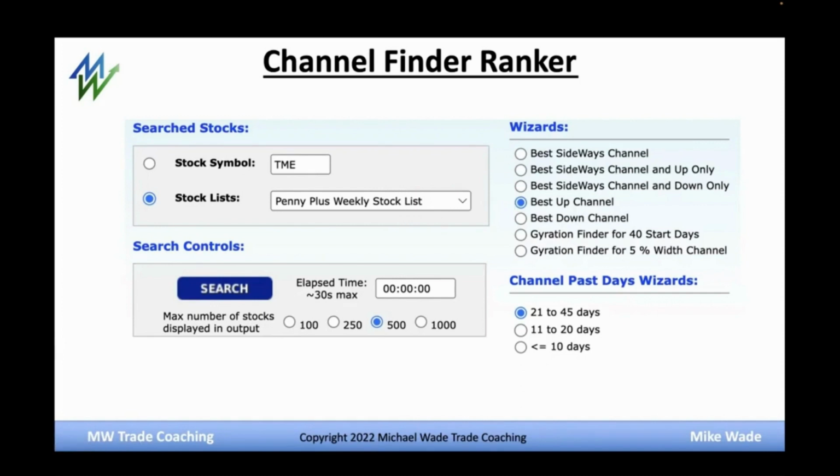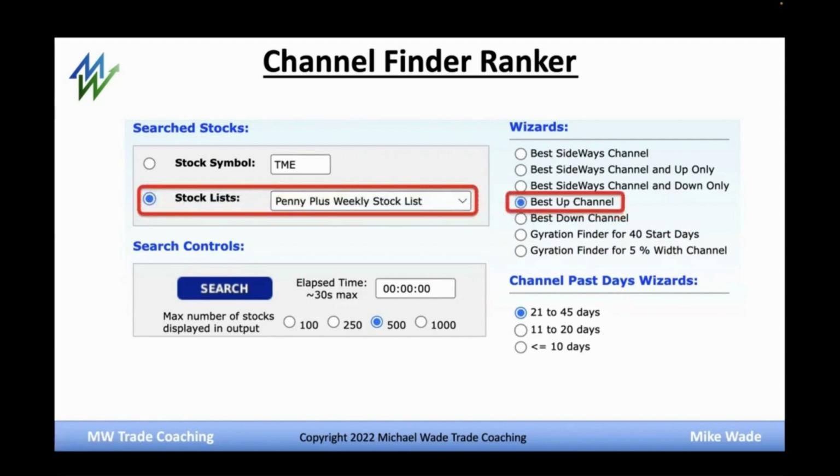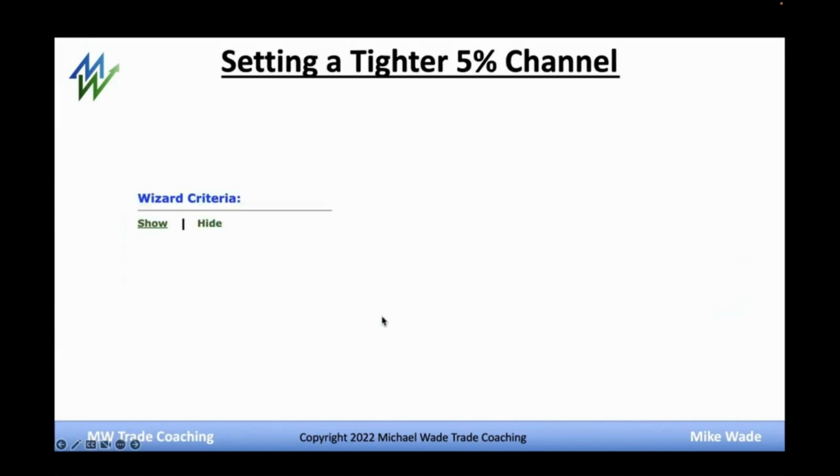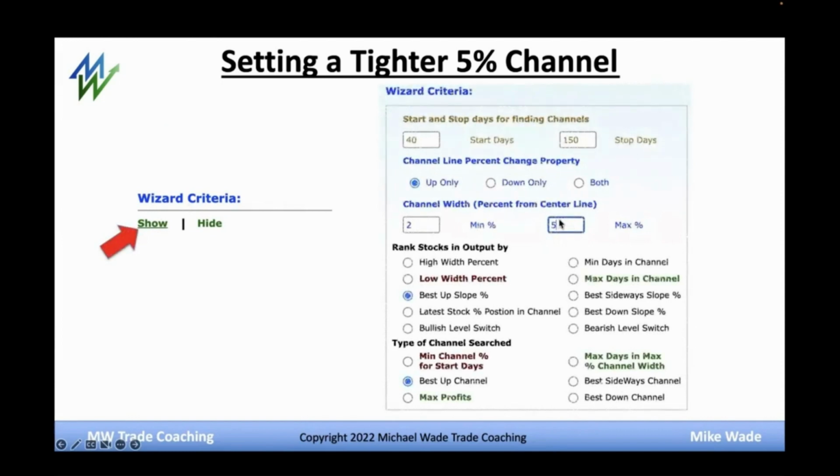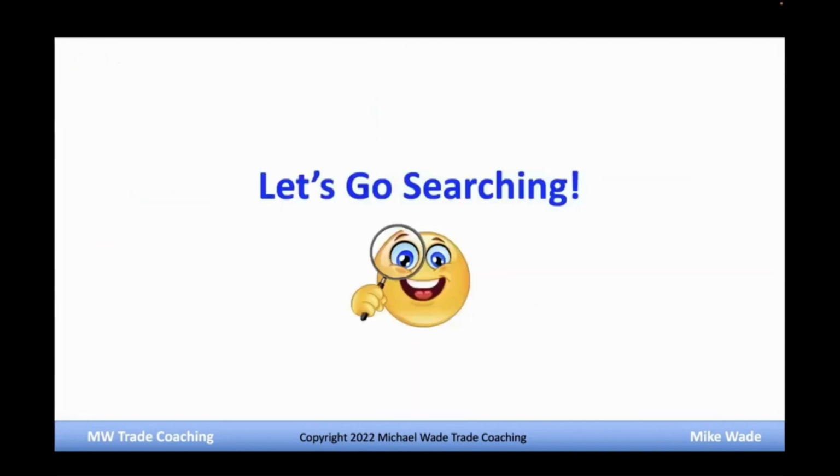All right. And so when you do this, you select the Penny Plus Weekly, the type of channel you want, then you click the search button. Now, here's a tip. Set a tighter channel when you use this tool. When you go into the wizard criteria of the channel, you click show, and then I want you to do this right here. This is normally 999, and I want you to set it at 5, and that will create tighter channels.